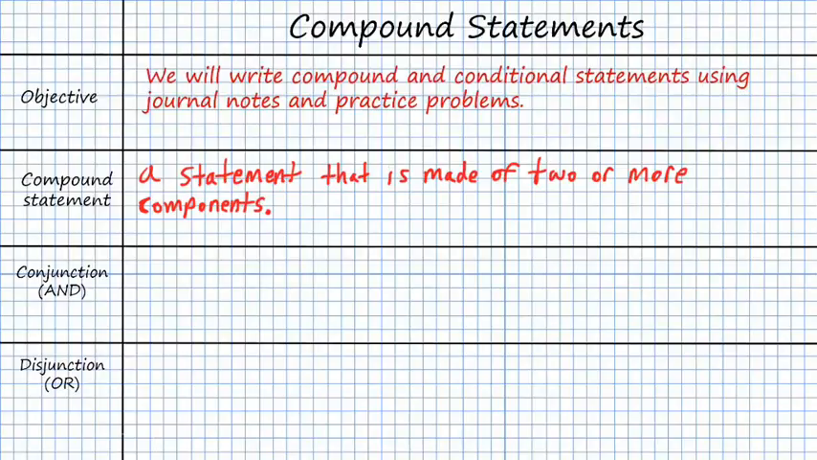Our two main compound statements that we're going to talk about today are the conjunction and the disjunction. And those are some big fancy words for something that's actually kind of simple. Conjunction means and. Disjunction means or. And we use a variety of symbols for this. So I'm going to go ahead and define a P and Q here to help us get an idea of how this works.